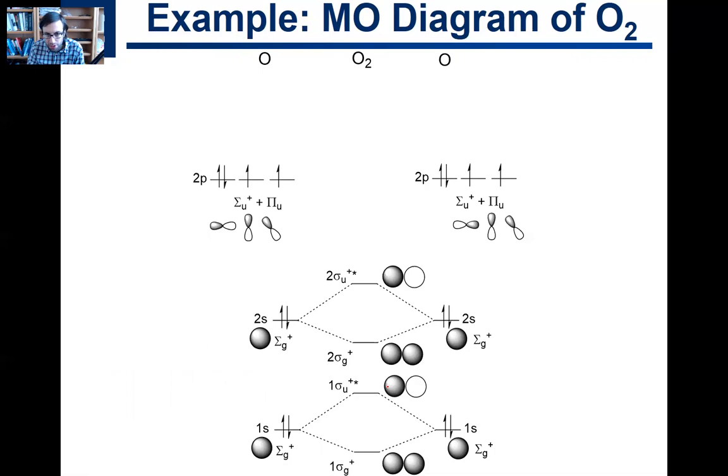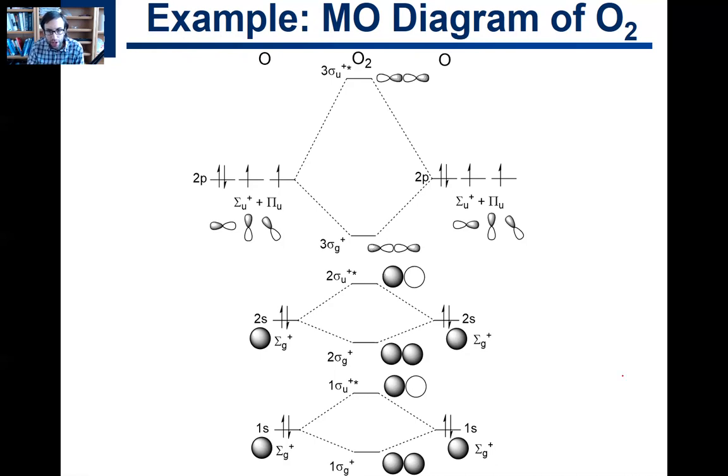Same exact thing for the 2s orbitals. You're going to get a bonding interaction. That's going to be sigma G plus. This is the second sigma G plus that appears in the molecular orbital diagram. So I call this the second highest sigma G that we have. This is the second sigma U plus that we have. It's an antibonding configuration, just like the 1 sigma U plus star. This is a 2 sigma U plus star. Okay.